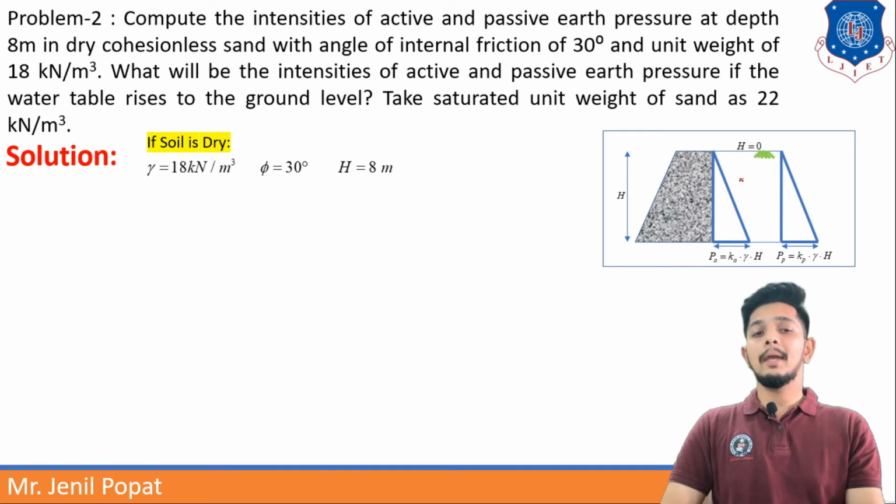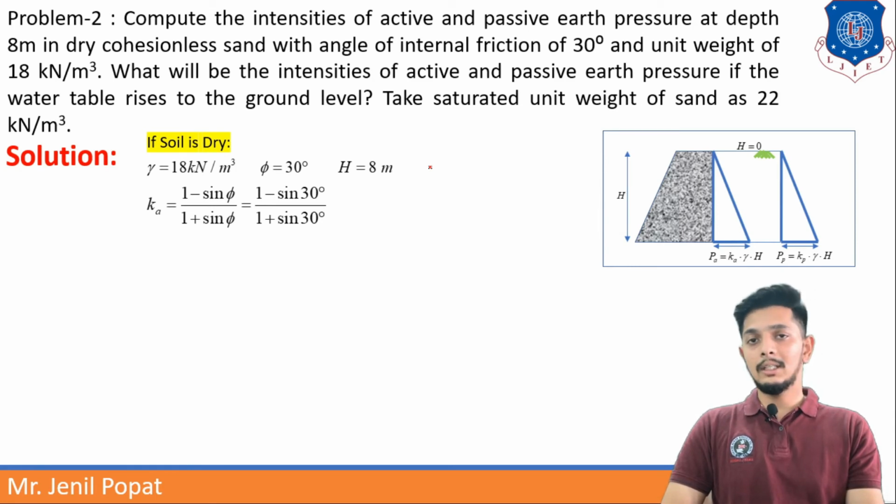In the case of dry backfill, we can say one triangle will be there for pressure, and that will be K into gamma into H for active, while in the passive, Ka will be converted into Kp. Because it is a passive earth pressure, I will multiply it with Kp. Now let us understand. Gamma is given, phi is given, H is given. Let us write Ka as 1 minus sin phi upon 1 plus sin phi. Sin phi is sin 30 and Ka will be 1 by 3.